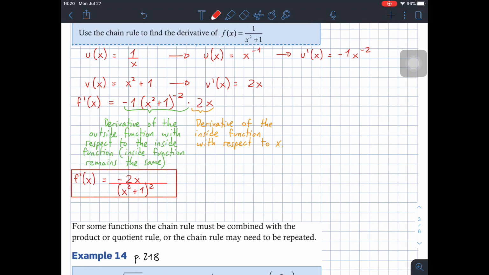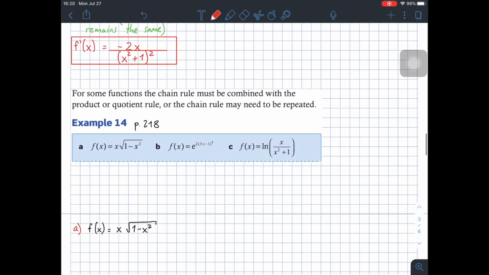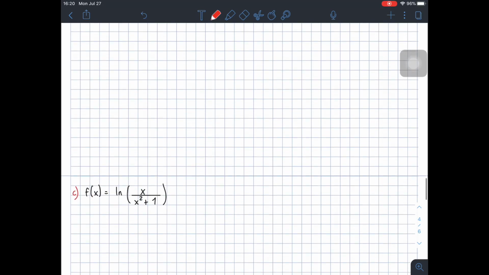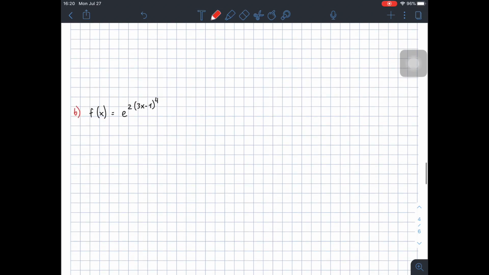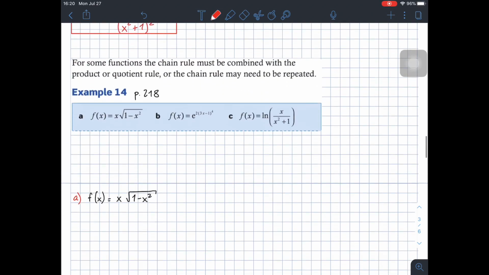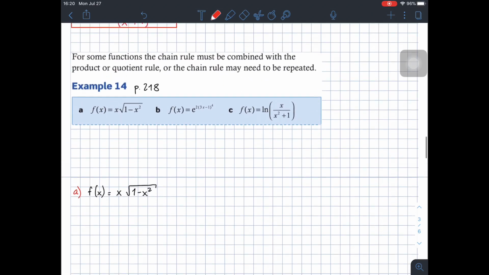Super. Let's move on to the next set of exercises. I think this is the last. Yes. So let's see these 3 exercises. It says, for some functions, the chain rule must be combined with the product or quotient rule, or the chain rule may need to be repeated. Okay, so these are a little bit more complex derivatives, because we need to combine different concepts or different ways of finding derivatives, according to the rules we have studied.